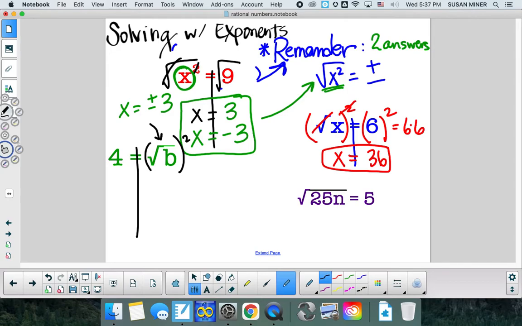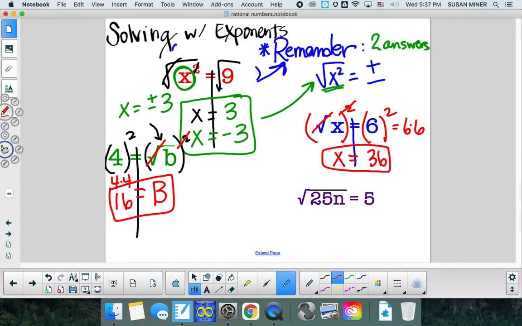I always say the square root is kind of like b's in jail, and I have to free him. I have to get him out of jail before he can tell me what his number is. So in order to get him out of jail, I have to square both sides. Be careful about that. Don't let your eyes play tricks on you. This is going to cancel with my square root and leave me b, and this is going to be 4 squared, which is the same as 4 times 4, which is 16.